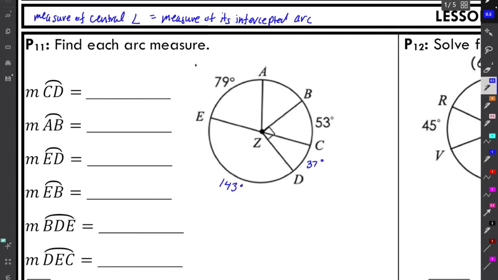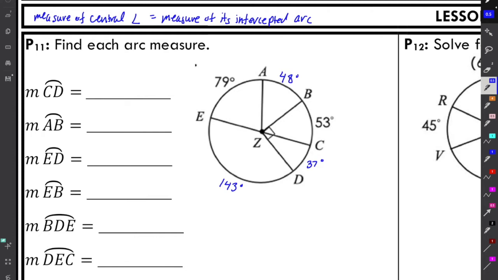Our last one we have here, if we look at the semicircle on top, it's comprised of 3 arcs, EA, AB, and BC. We can find the measure of arc AB by doing 180 minus 79 minus 53. And that gives us that arc AB is 48 degrees.